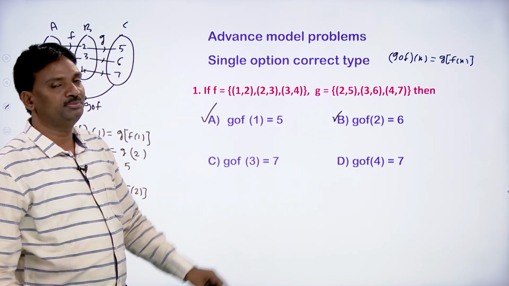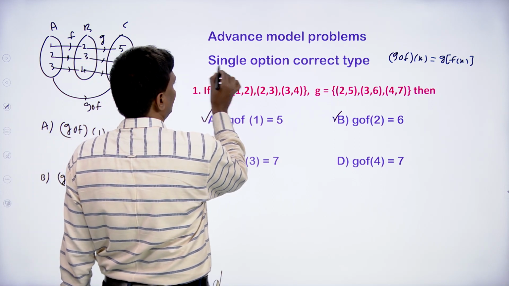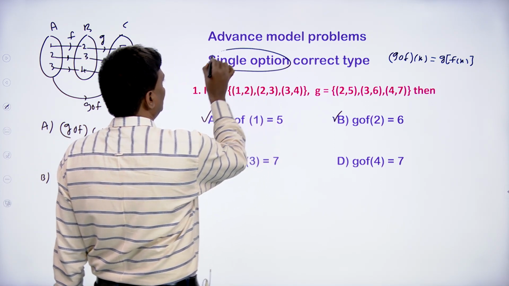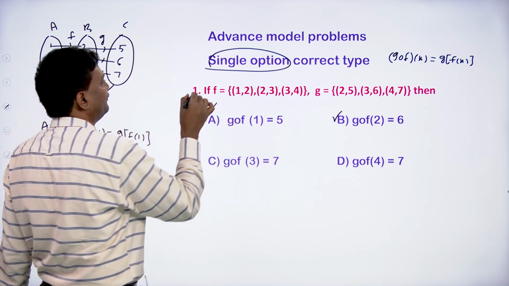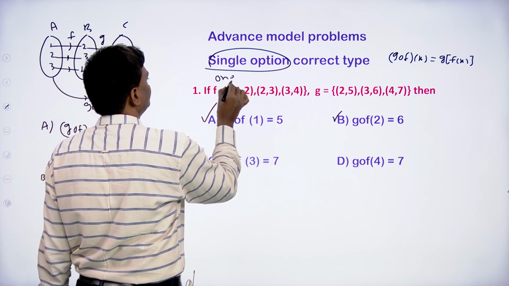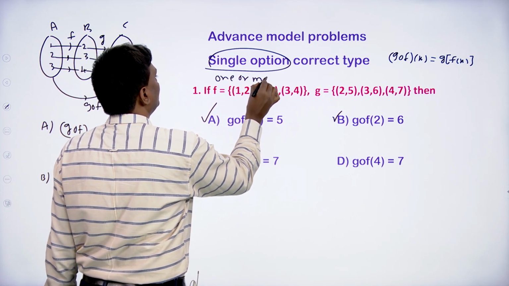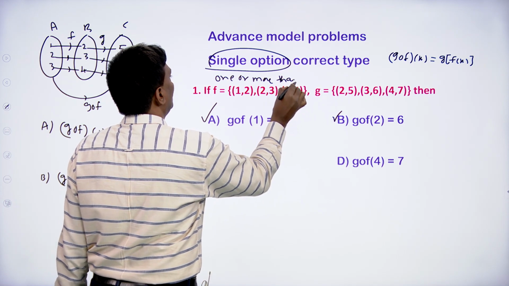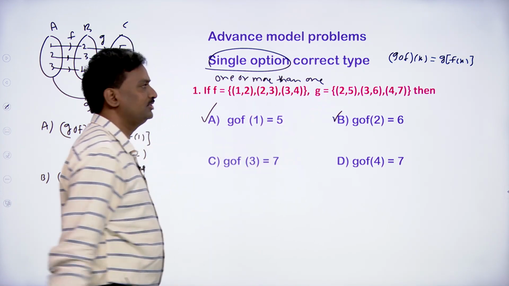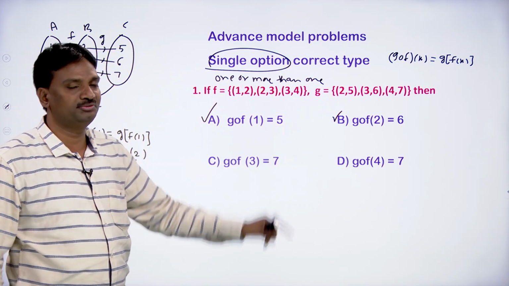So this is not a single option correct type. It is one or more than one correct option type. So that is a mistake in the problem statement; it is not single option correct type.